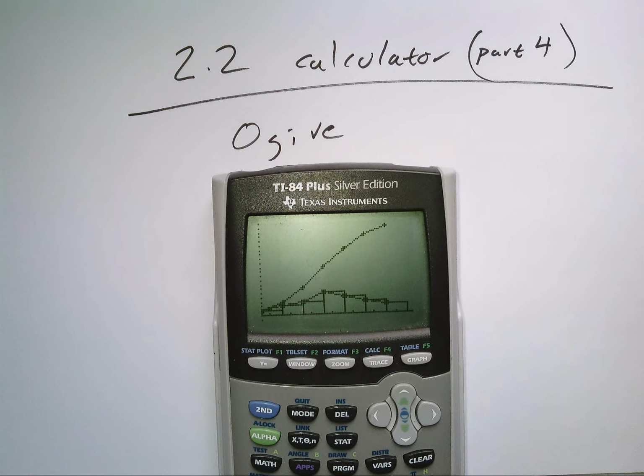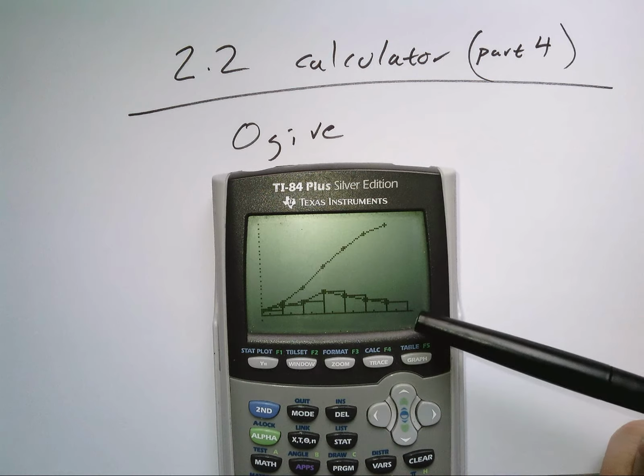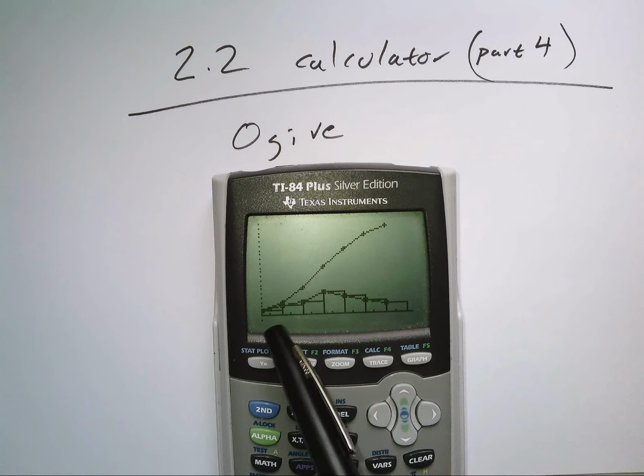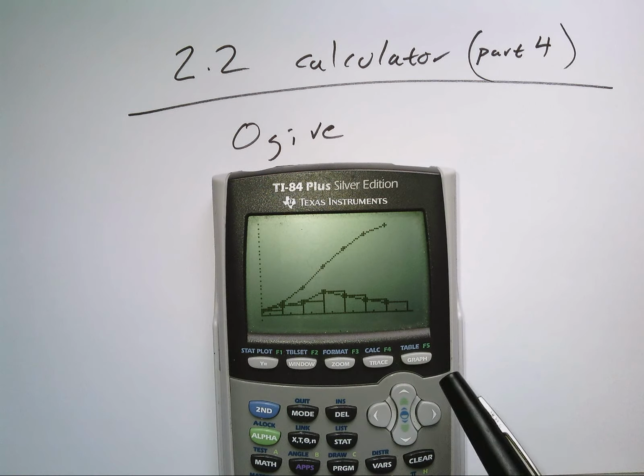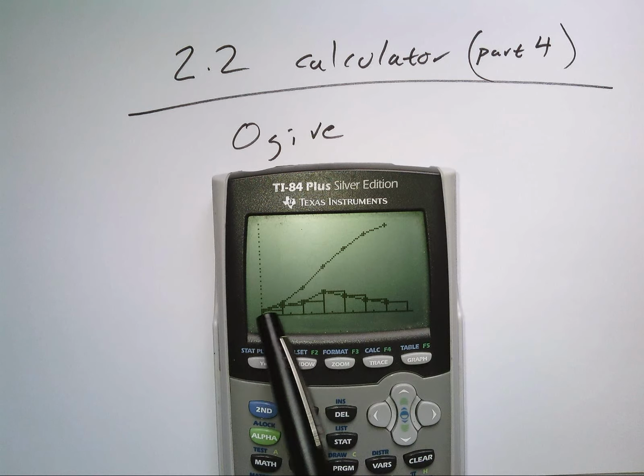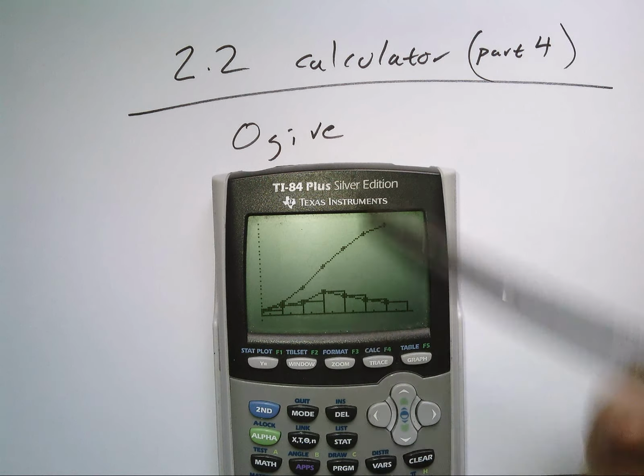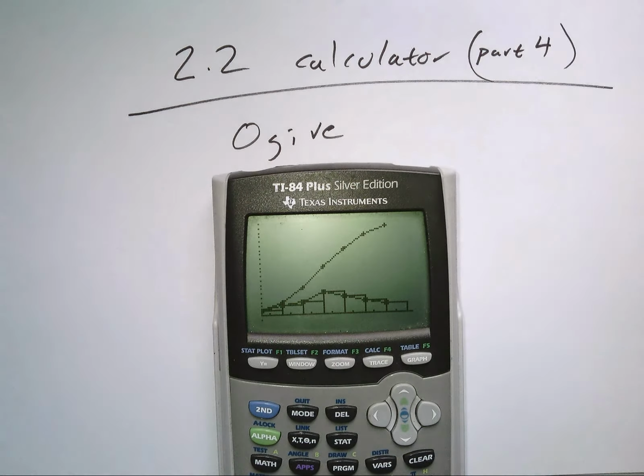So at the bottom of the graph, we have our first stuff. We have our histogram, we have our connected dot plot for our frequencies, and then this third plot, that is what the cumulative frequency, the Ogive, is. Kind of cool, huh?